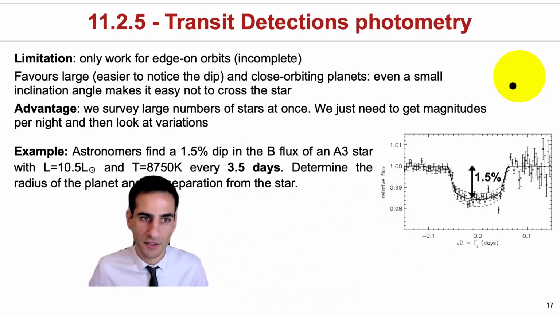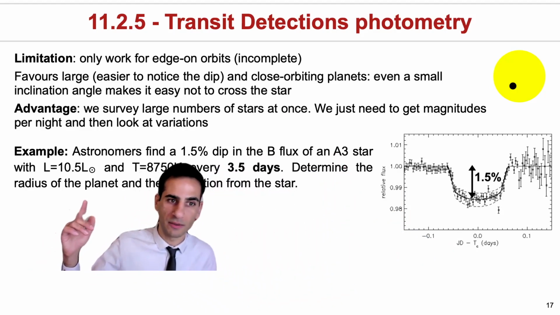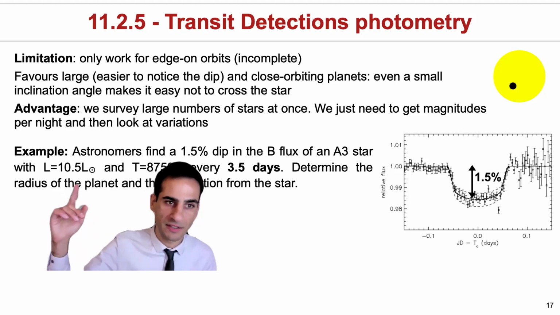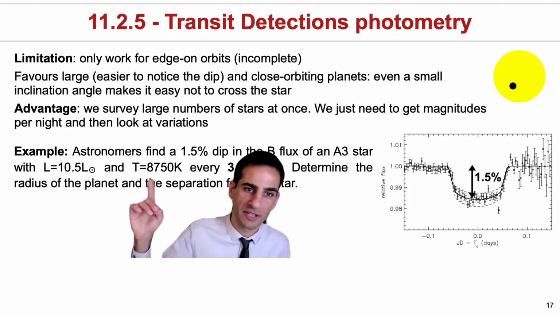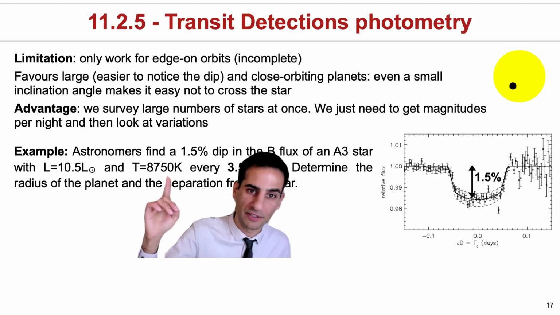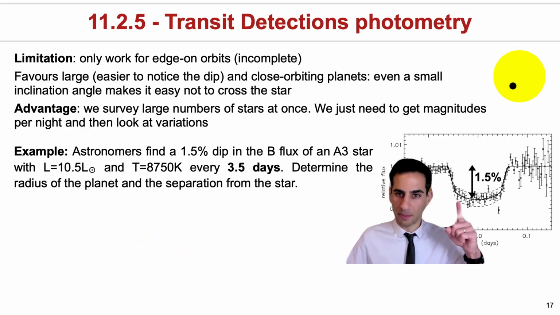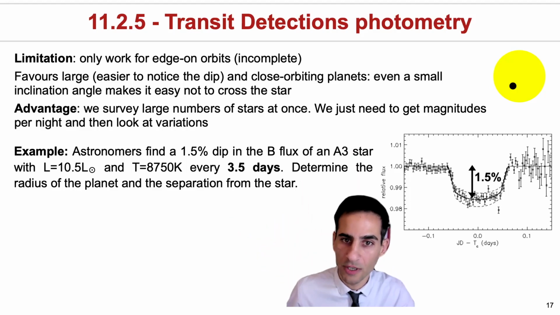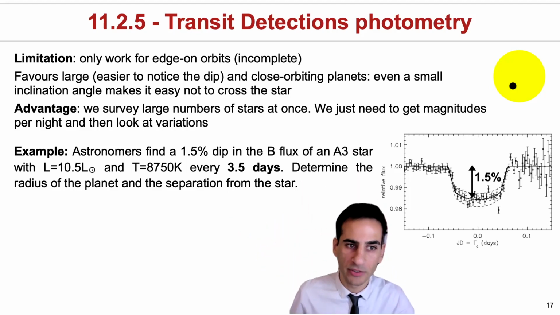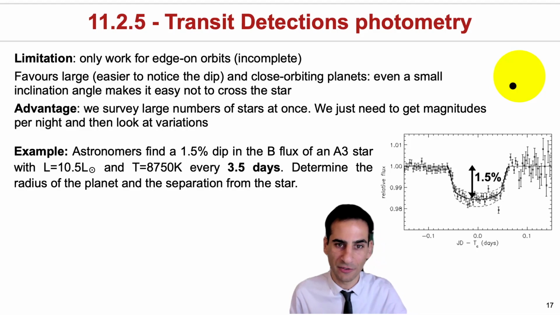Now this star, astronomers have actually measured, and you'd be able to do this as well, that the luminosity is 10.5 in solar units, and its surface temperature is 8,750 Kelvin. Apart from measuring this dip, astronomers have also measured that the dip repeats every 3.5 days. Based on what we know, we can actually determine both the radius of the planet and the average separation from the star.